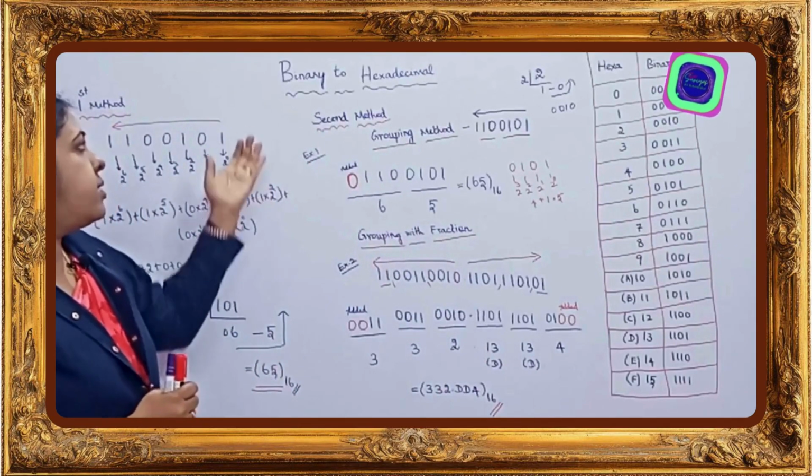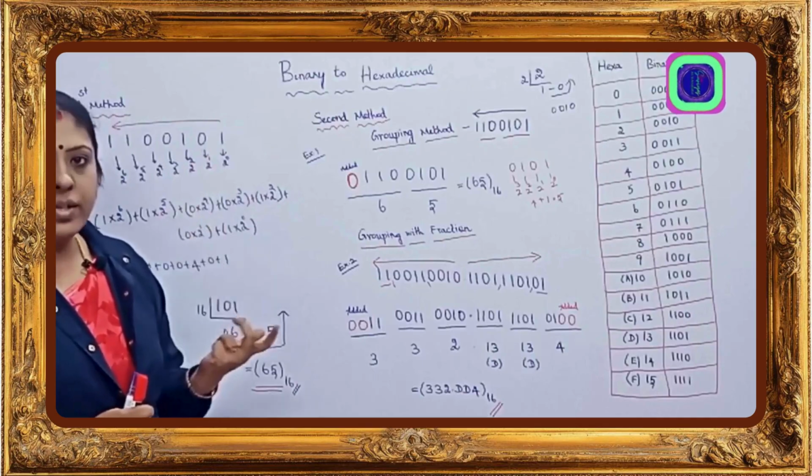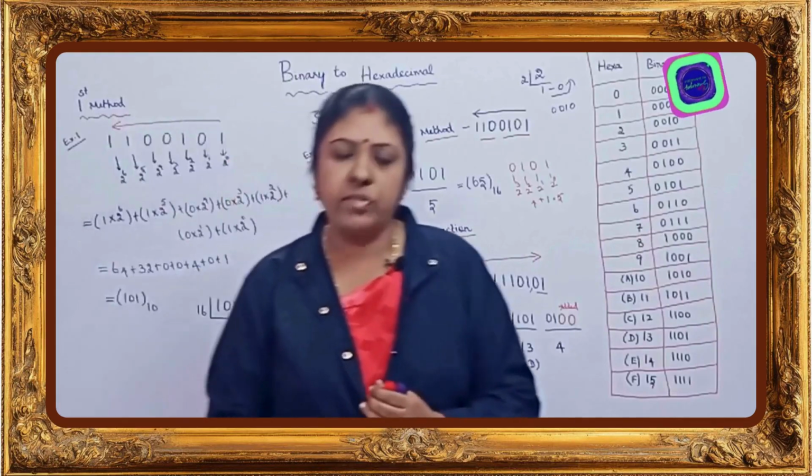So today we saw binary to hexadecimal with two methods, for an integer number and for a fractional number. Okay, that's all for today's video.